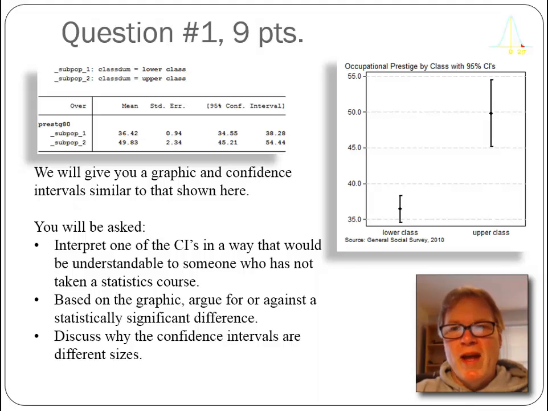In this particular graphic, it appears to me that there is, because the confidence intervals don't overlap. And then we're going to ask you to describe why those confidence intervals are different sizes, why the lower class interval provides a much more precise estimate of that mean compared to the upper class interval. That's it for question number 1. As you can see, there are no calculations in this particular question.